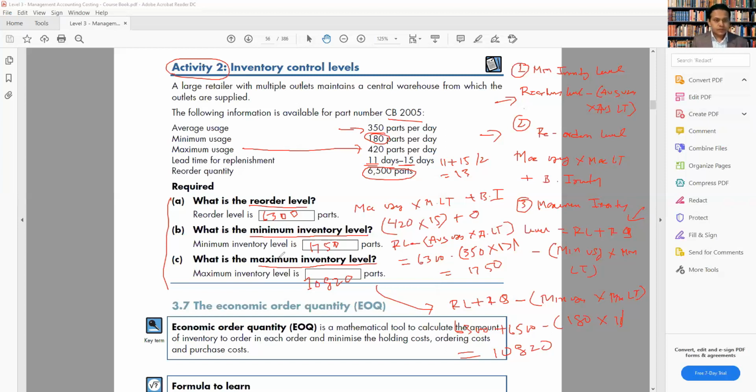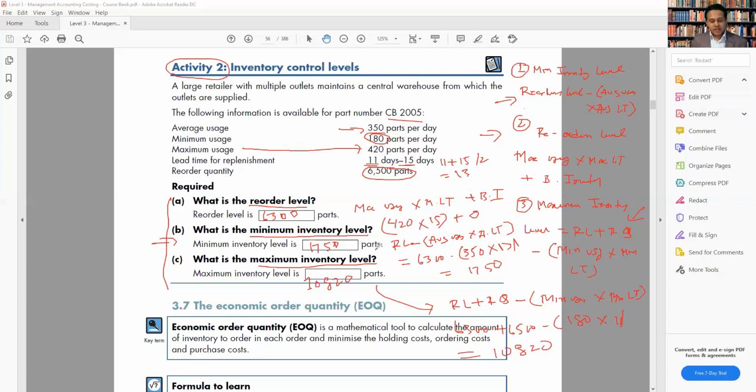Section 2. You mean why we have used 6,300. You mean that one, the number B? What is the minimum inventory level? That question.